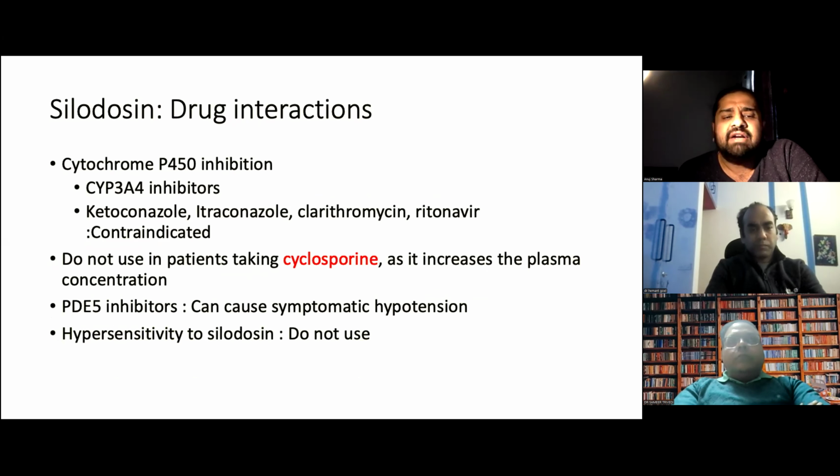In silodosin, apart from CYP3A4, we have cyclosporin. So in these patients, the plasma concentration of silodosin increases rapidly. And also in these patients, symptomatic hypotension can occur when used with PDE5 inhibitors.